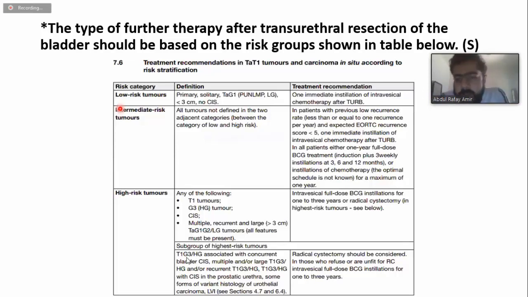In case of low risk tumor, one immediate instillation of intravesical chemotherapy after TURBT. For intermediate risk patients with low recurrence rate and expected EORTC recurrence score less than 5, one immediate instillation of intravesical chemotherapy after TURBT. In all patients, 1 year full dose of BCG treatment, induction plus 3 weekly instillations at 3rd month, 6th month, and 12th month, or instillation of chemotherapy for a maximum of 1 year. In the high risk group, intravesical BCG full dose for 1 to 3 years, or radical cystectomy. And as we have defined the subgroup of highest risk tumor, radical cystectomy should be considered. In those who refuse or are unfit for radical cystectomy, we can use BCG instillations for 1 to 3 years. So these are the treatment guidelines according to the patient.